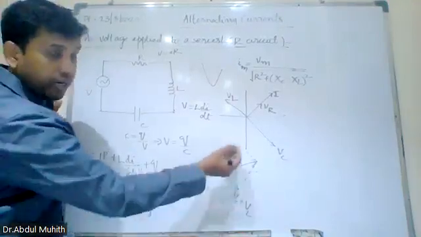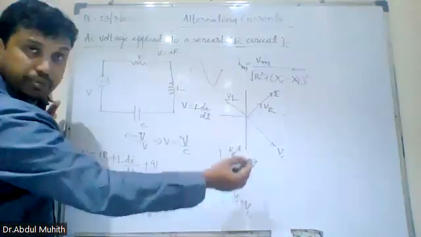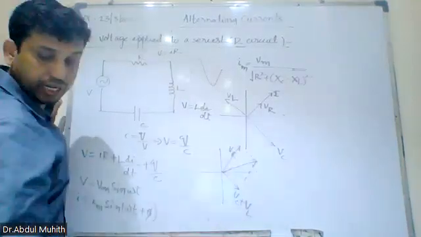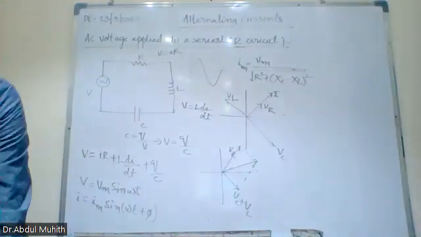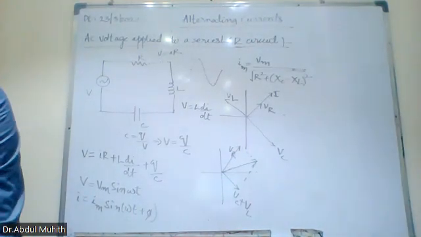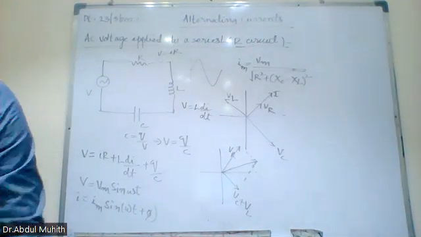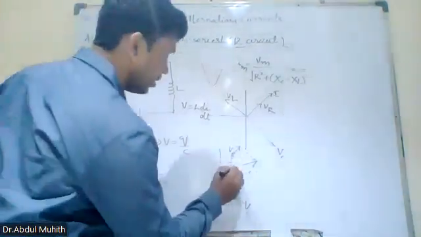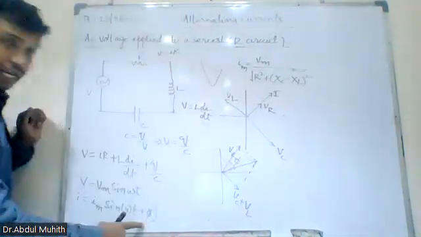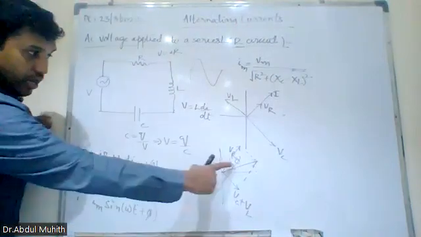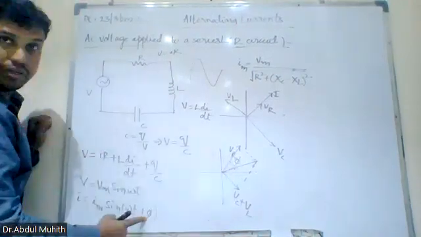For the resultant equation, complete the parallelogram and draw the diagonal. Then you get the final equation. Here this is omega, and this is phi. This is the angle. That angle is here. Got it now? The angle phi is here.